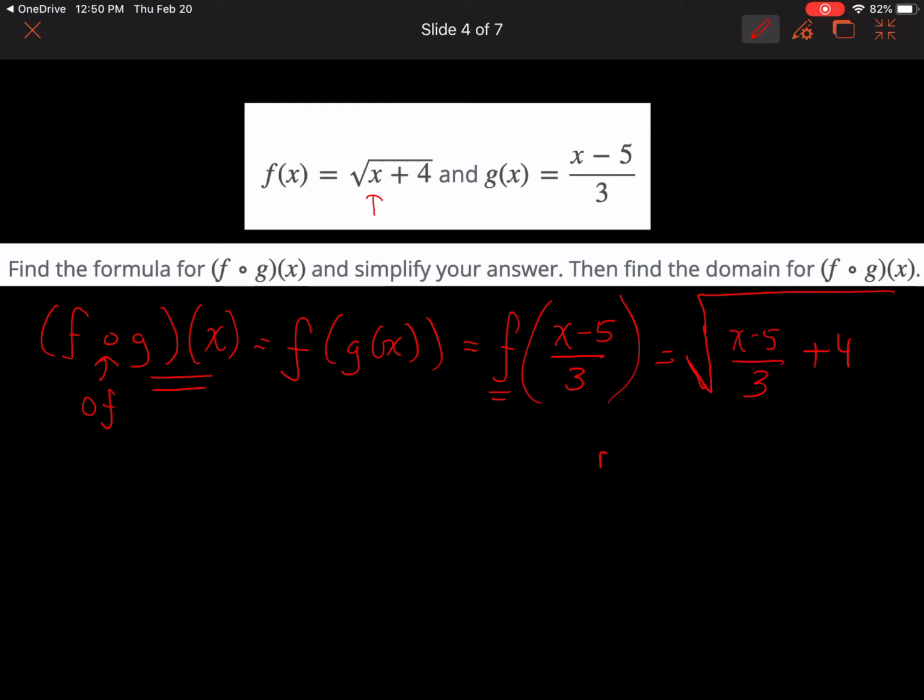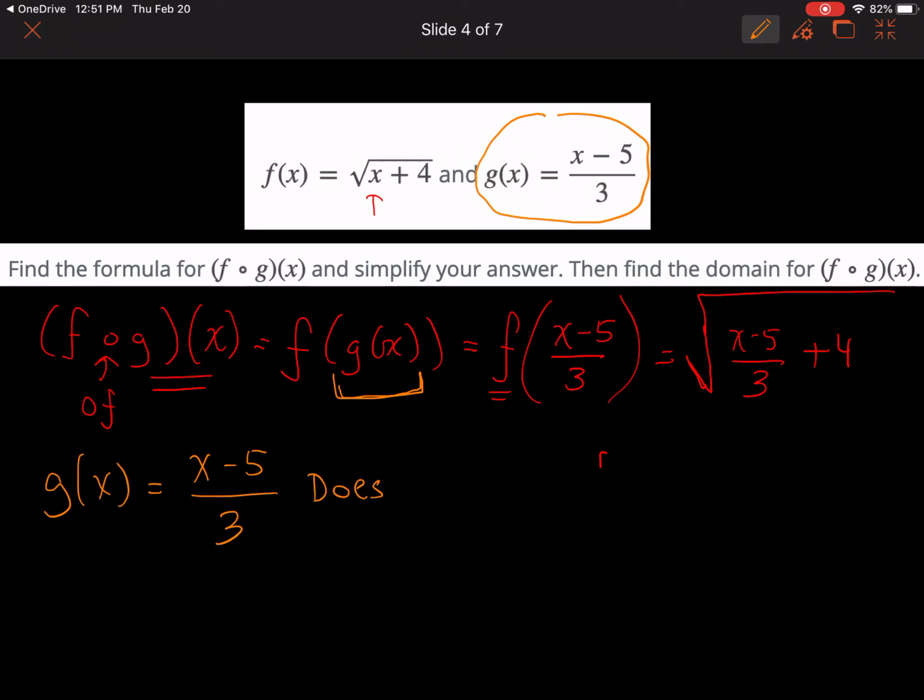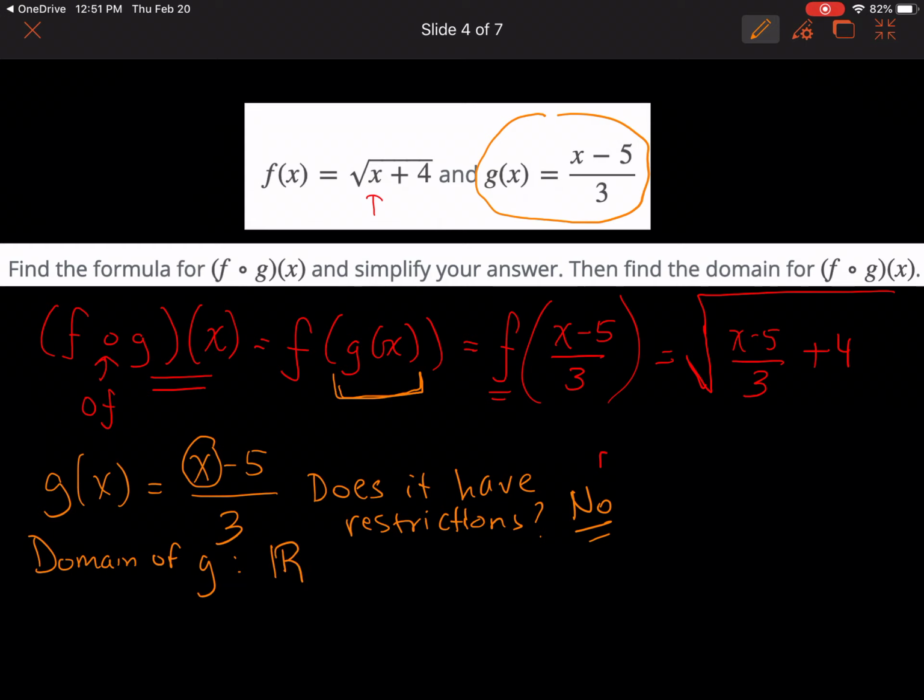Okay, so now let's examine what the domain of this new function would be. Okay, so there's two things that you need to consider again. So we need to consider that right here we input the g of x function, which was this one. The g of x function, x minus 5 divided by 3. Does it have restrictions? Are there any x values that I can input that I won't be able to subtract 5 and then divide by 3? It does not. Okay, and therefore we would say the domain of g of x is all real numbers. Okay, so far we're not terribly restricted.